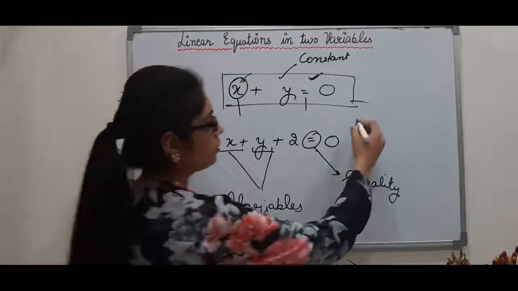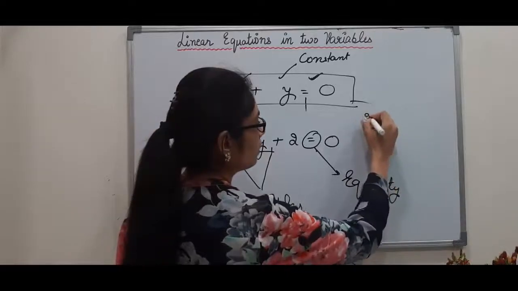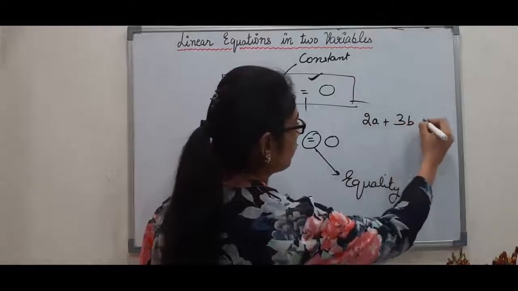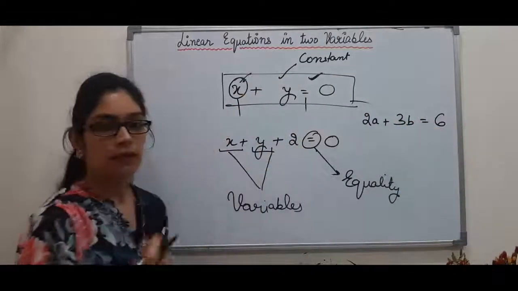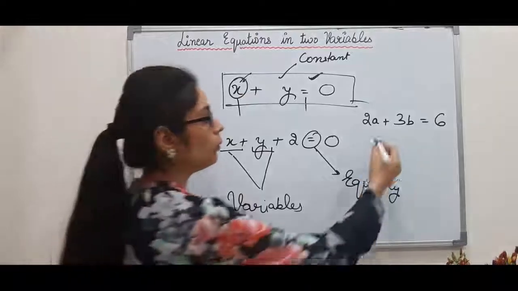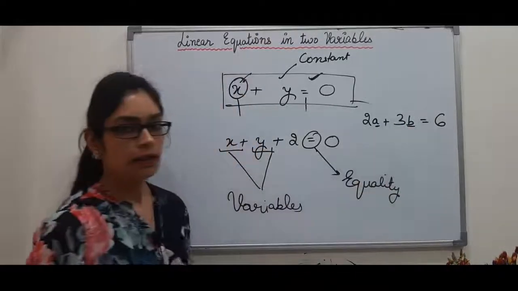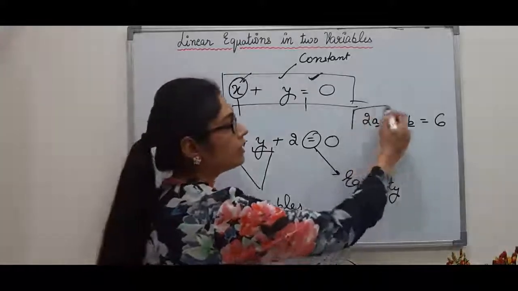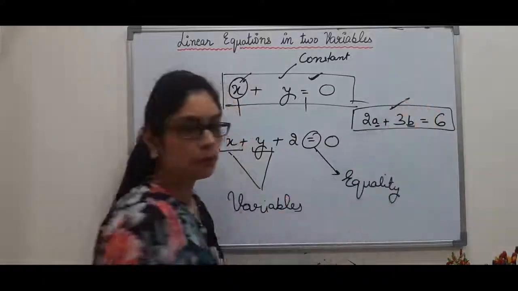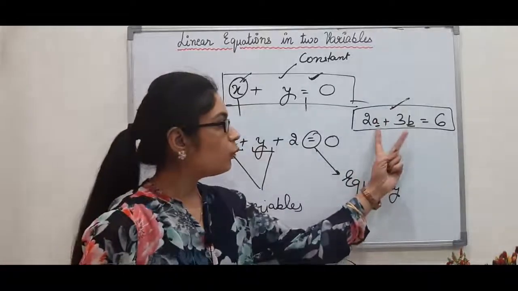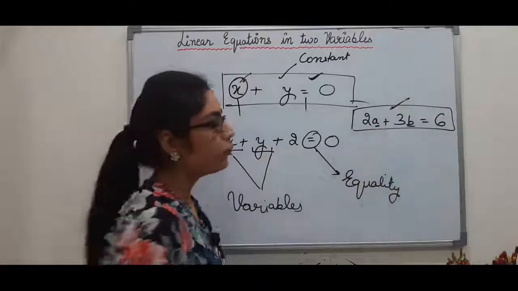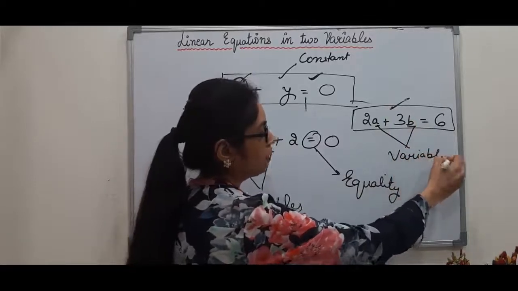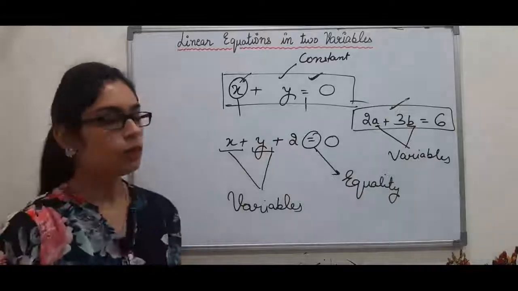Any other equation also we can take: 2a plus 3b is equal to 6. In this equation also we can see two variables are there, any alphabets. It can be a, b, c, d, any alphabets, but two should be there in a single equation. So this is one single equation in which I have two variables. Here a and b are the variables, and here x and y are the variables.